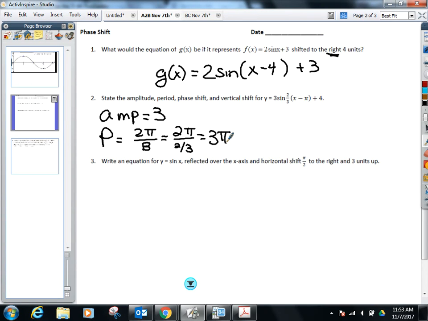So that's nothing new. Okay, phase shift now. Phase shift, where am I moving it, left or right, and how many units? And I'll just denote it as little PS, phase shift. So I look inside the parenthesis, move it left or right, how many units? What do you got, Matt? Left or right first, Matt?